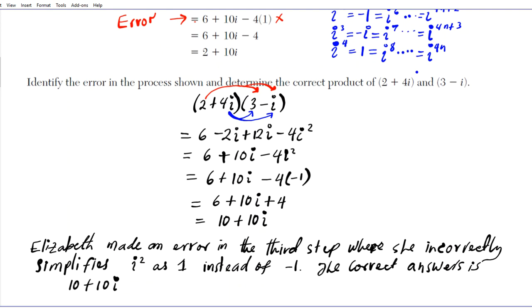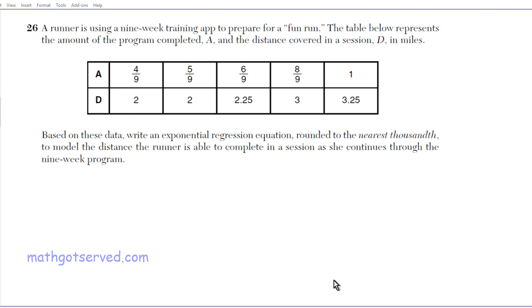Alright, so that's that with question 25. Alright, let's take a look at question 26. It reads, a runner is using a 9-week training app to prepare for a fun run. The table below represents the amount of program completed, A, and the distance covered in a session, D, in miles.